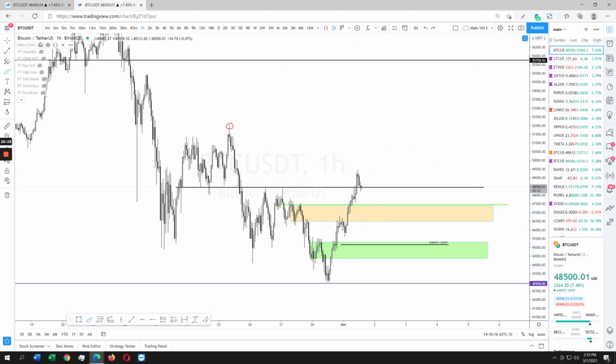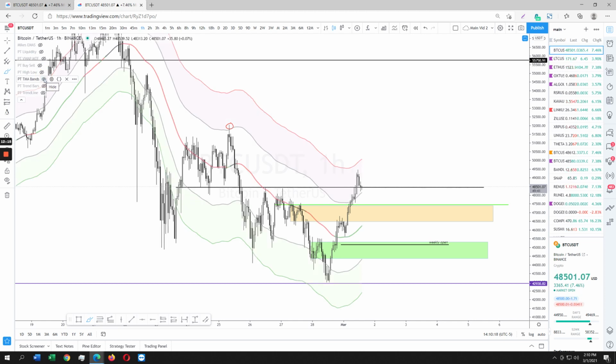Throw on your TMA bands to see where they are. You see how they're all pointing up, guys? They're all pointing up. That's bullish. So you know for a fact that the 1 hour is going to support us no matter what happens. When we get down here, we're going to get support. Worst case scenario, the green zone is going to hold us up. So the low should be in for a couple of days. It's not for the whole week, until like Friday.